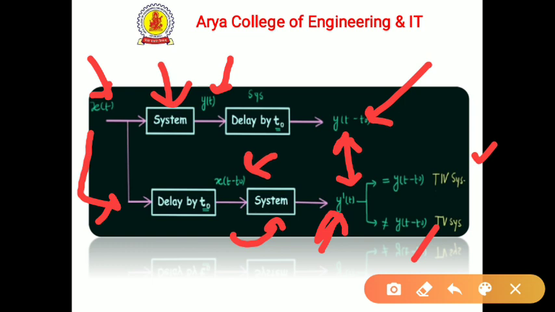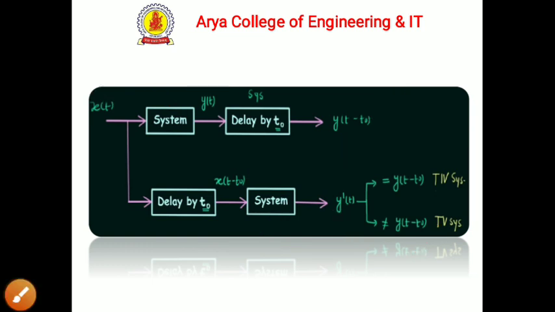If both the values are the same, then the system is time invariant, and if we have different values, then the system is a time variant system. I think it will be very clear to all of you.